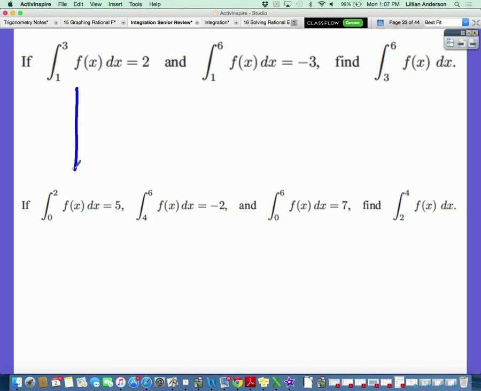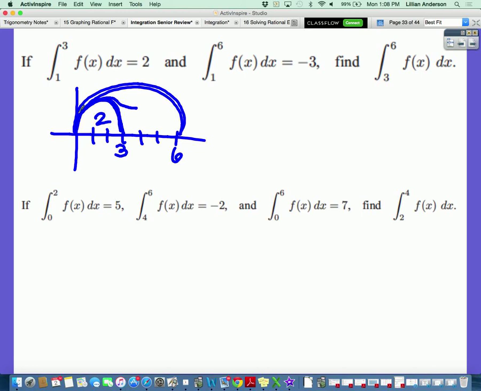You would have to subtract it, because if you think about this function, from 1 to 3, whatever the function is, it really doesn't matter, you basically have +2. And then from 1 to 6, you basically have a -3, whatever the function is. So you're really looking for this area right here, which is the difference between the two. So we take from 1 to 6, and we subtract from 1 to 3, and we will get the area from 3 to 6.